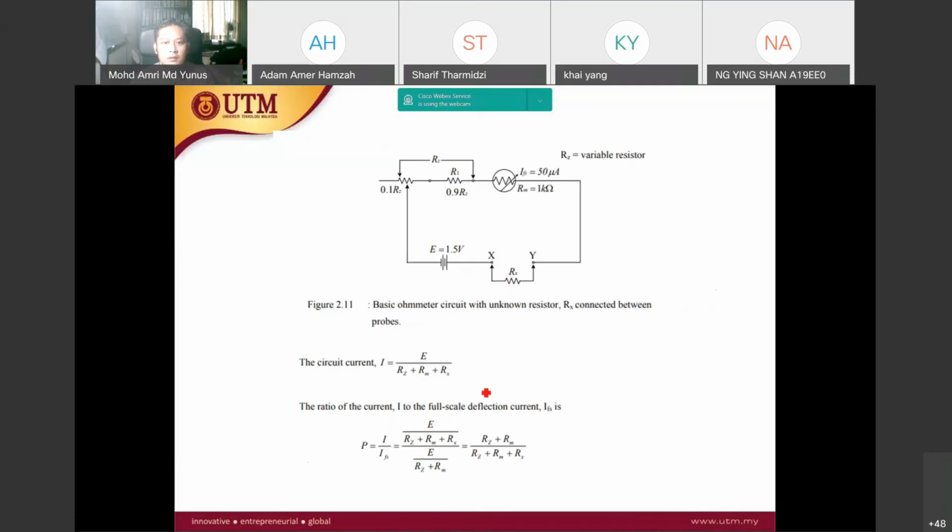So this is the practical ohmmeter with a power supply of 1.5 volt. This is the PMMC with its IFSD, this is the internal resistance value of the PMMC, this is the adjustable resistor, and this is another resistor to limit the current. And this is XY, where we measure the unknown value. So P is given by this term.